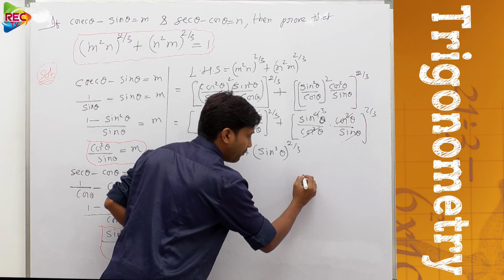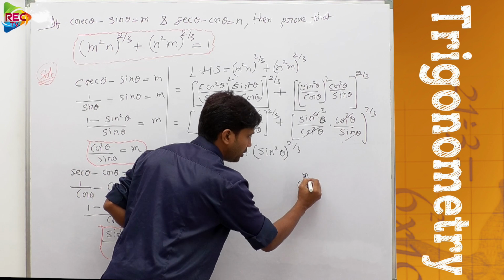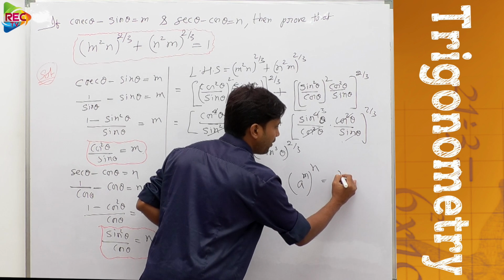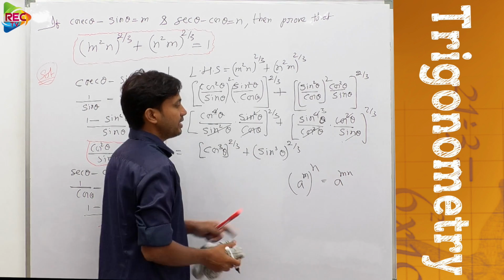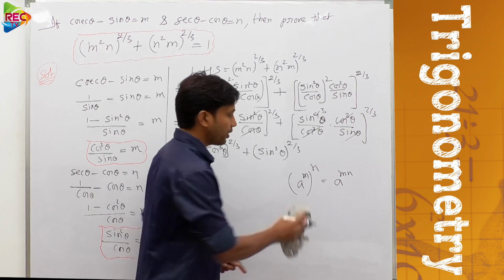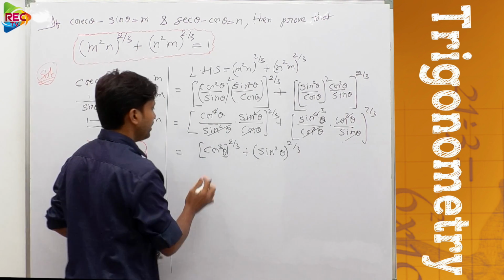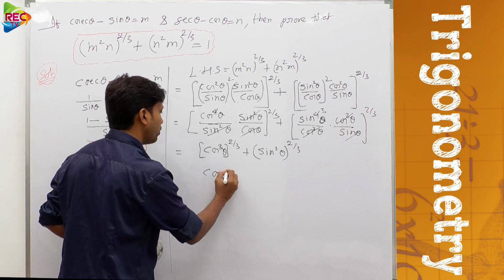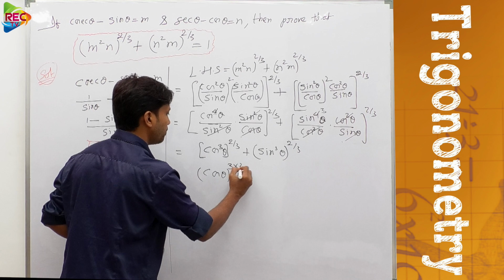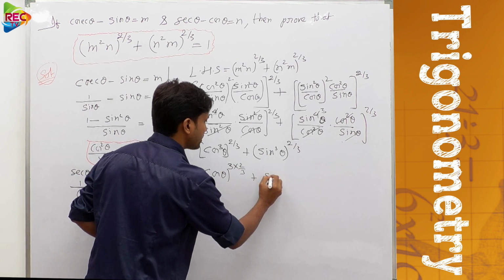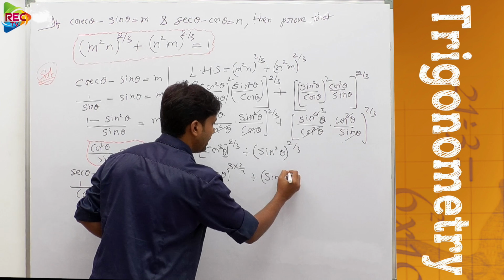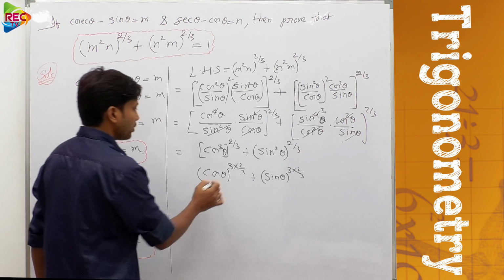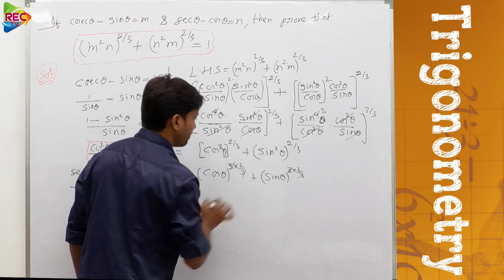I think you know about the law of exponents. Laws of exponents: a to the power of m whole to the power of n can be written as what? a to the power of mn. That means here m and n can be multiplied. Okay. So using this relation, a power m whole to the power of n, here we can write this as cos theta whole to the power of 3 into 2 by 3, plus sin theta whole to the power of 3 into 2 by 3. Okay, using that law of exponents. Okay, so now 3 can be cancelled here and 3 can be cancelled here.